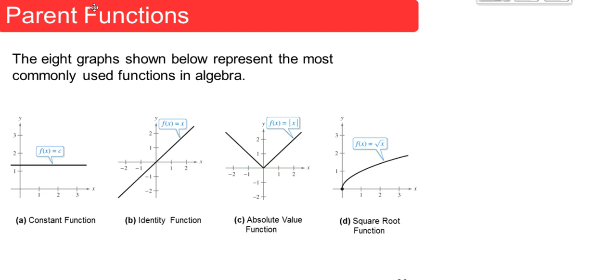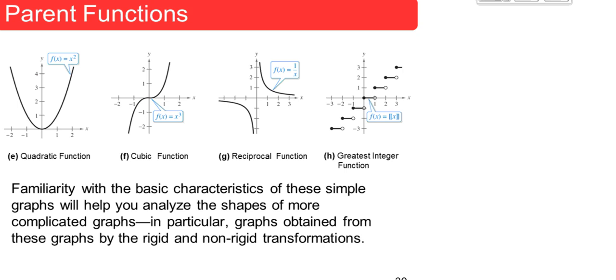The 8 graphs shown below represent the most commonly used functions in algebra. A, the constant function, B, the identity function, C, the absolute value function. By the way, we did not do anything with the absolute value function, so you might want to pause and add it, because it wasn't on one of our other ones. D, the square root function. So pause this if you want to look at that further. And then E, the quadratic function. F, the cubic function, G, the reciprocal function, and H, the greatest integer function.